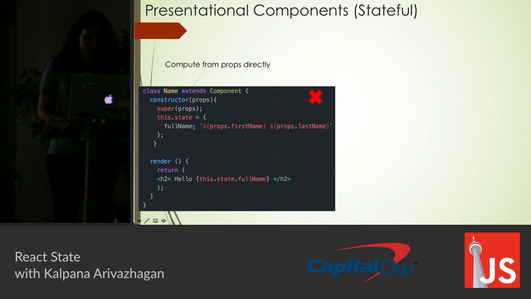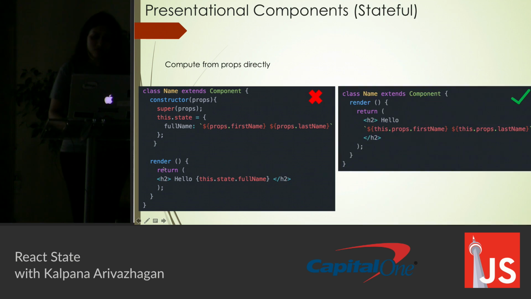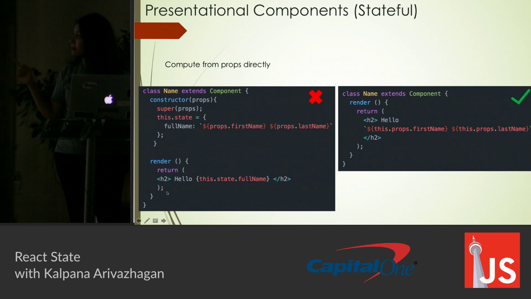During instantiation of this component, we are expecting the first name and the last name from the properties. We are using those two properties, and we are computing the full name and storing it to a variable called full name on our state. And in the render function itself, we are saying hello, and we are using the state full name that we just created.